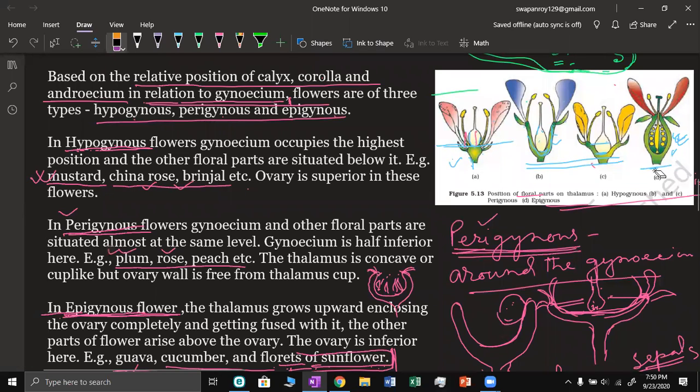Epigynous flowers, now also you can see there are a lot of squash fruits, etc. growing, or wherever this cucumber, pumpkin is there. In the female flower you will find that at the base of the flower there is a fruit. That fruit means it is the ovary. So ovary below, and the calyx and corolla is above.